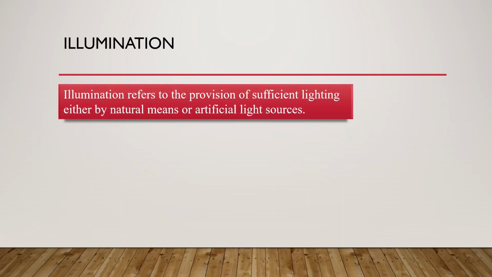To start with, illumination refers to the provision of sufficient lighting either by natural means like the sun, or artificial light sources like electric bulb. So we are going to consider some terms that will be used in illumination.